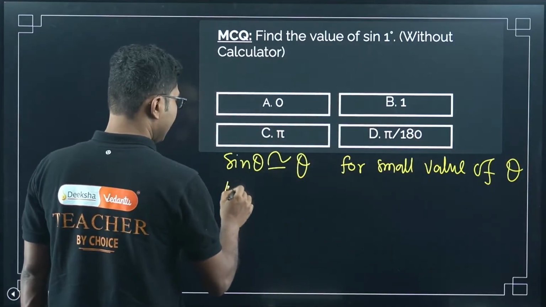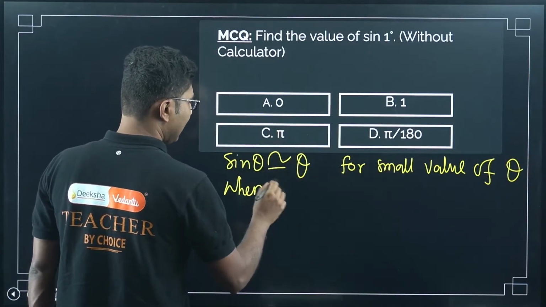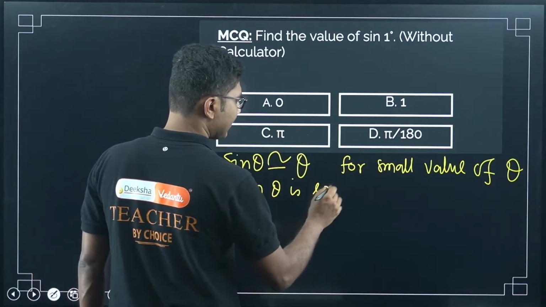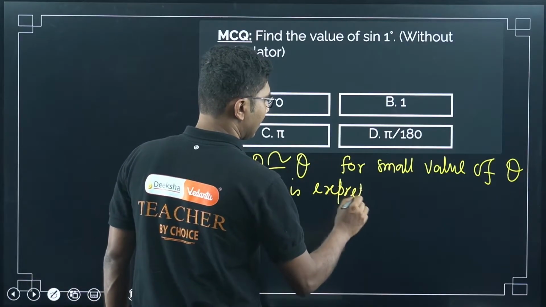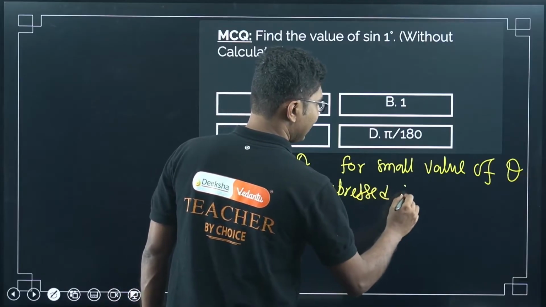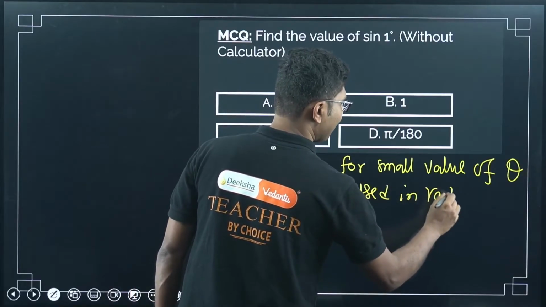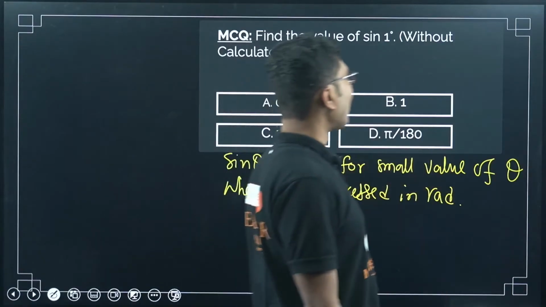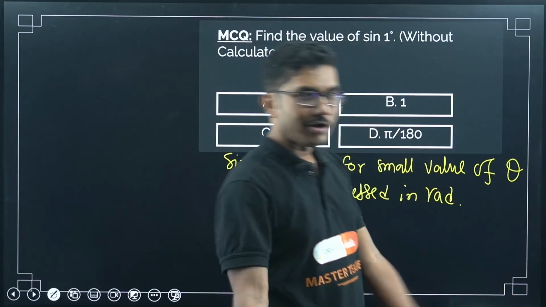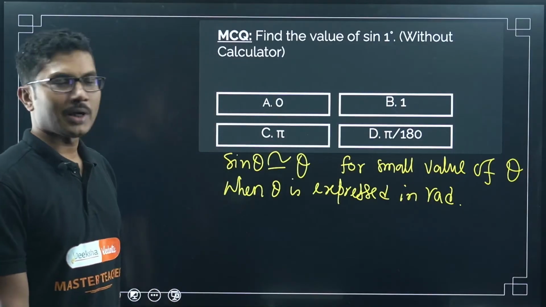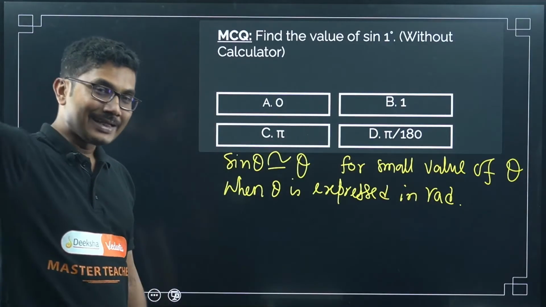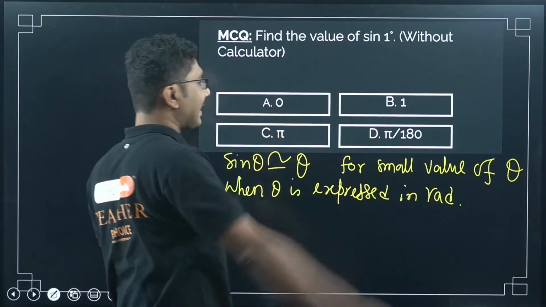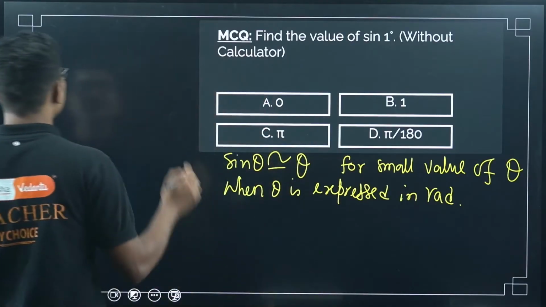and when theta is expressed in radians. Very important. So if you think sine 1 degree is equal to 1, obviously not. Sine 1 degree is not 1. Sine 0 is 0. Sine 90 is 1. So sine 1 degree cannot be 1, right? So how can we solve this?